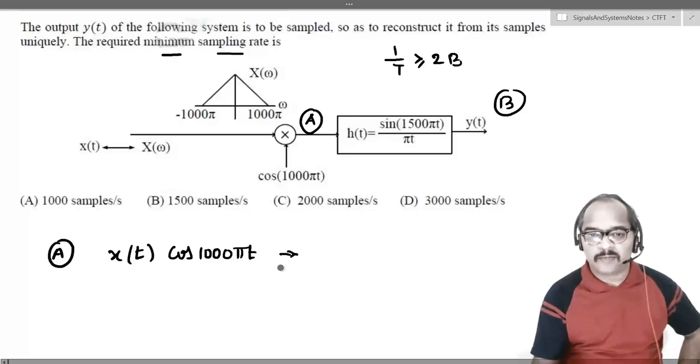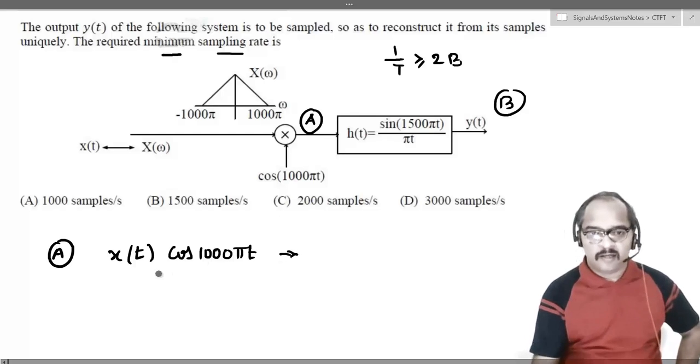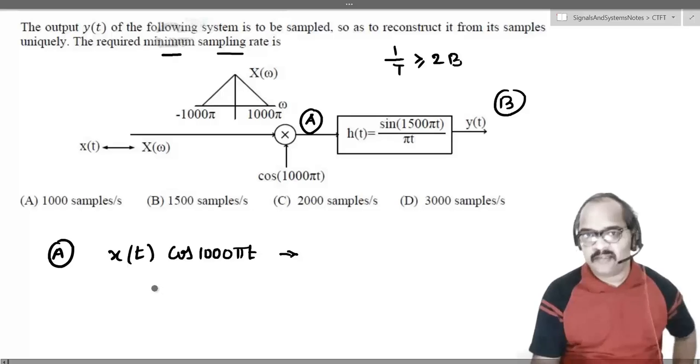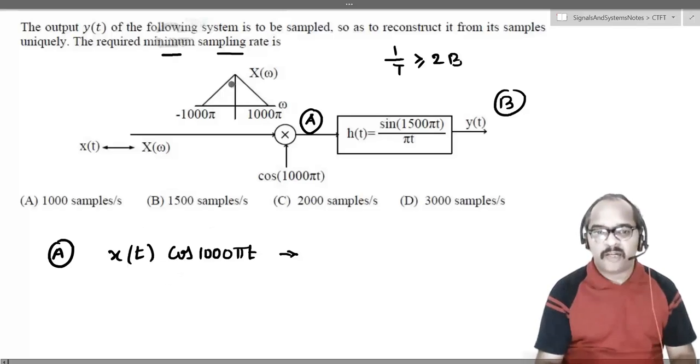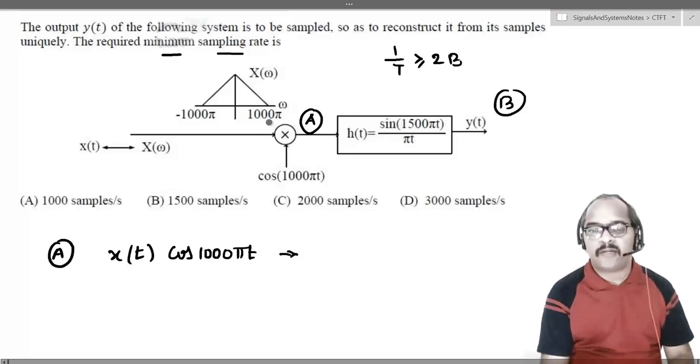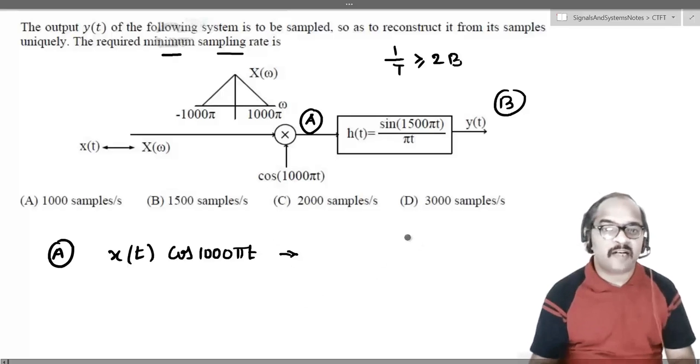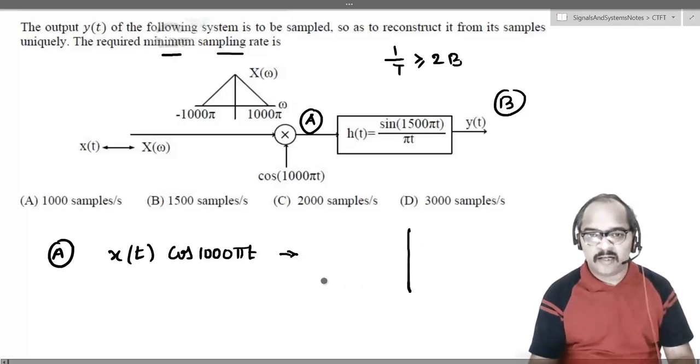So what will be the corresponding Fourier transform? The Fourier property here is the modulation property. The Fourier transform will shift to the left and right by how many units? 1000 pi units. The Fourier transform of x of t is already given to be a triangle from minus 1000 pi to plus 1000 pi. So the Fourier transform will shift to the left and right by 1000 pi, and it will be multiplied with half, so that is okay.